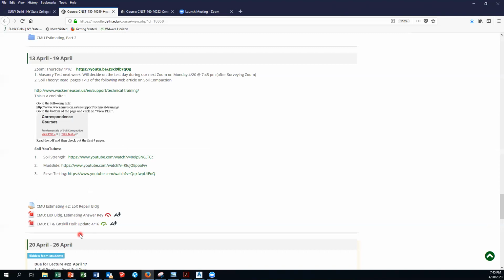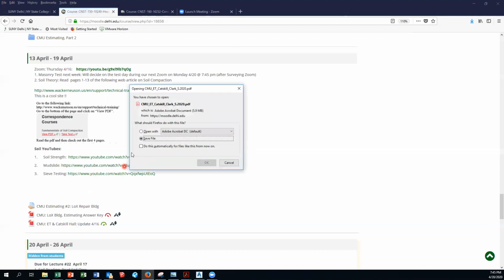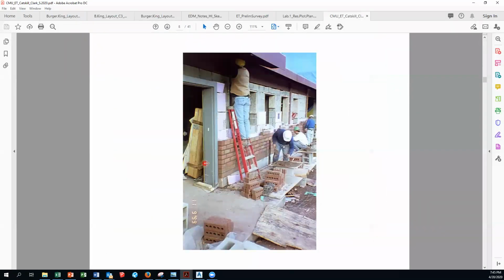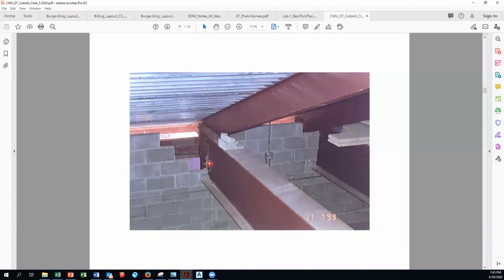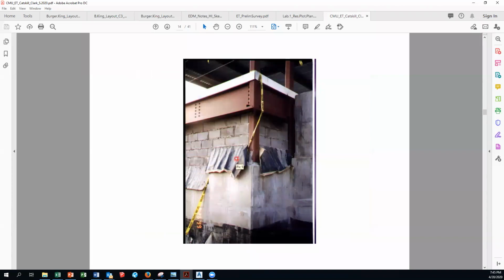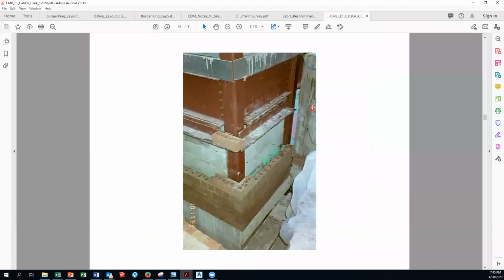And then also some photographs. I may grab some of these photographs and ask you to identify some of the components. Like, what's that? That's flashing. That's a block backup wall. What's that right there? That's a brick shelf. It's a steel angle, bolted and welded back to the main frame.